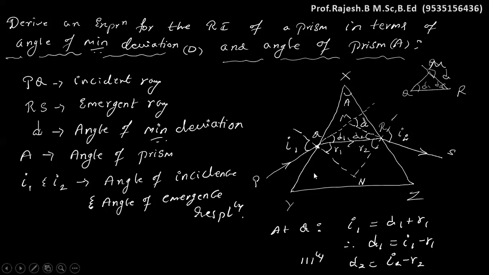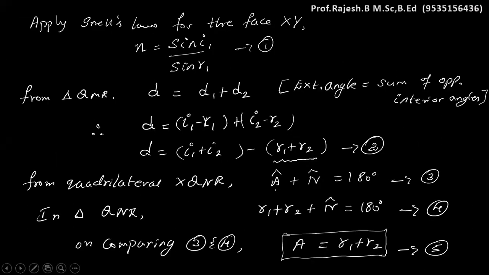Understood? And at Q, vertically opposite angles are equal. So I can write I1 is equal to D1 plus R1. You get the D1. And for the other face, you get the D2 like this, I2 minus R2. Now use Snell's law. N is equal to sin I1 by sin R1. And from the triangle QMR, use the exterior angle is equal to the sum of opposite interior angles property. D equals D1 plus D2. Substitute the values here and separate the I terms and the R terms.